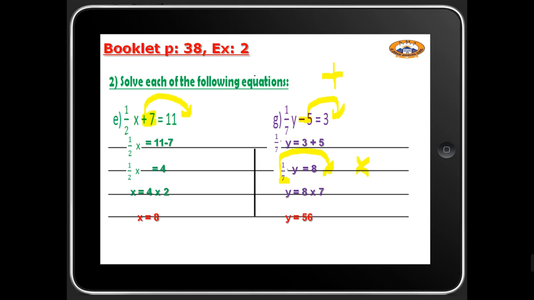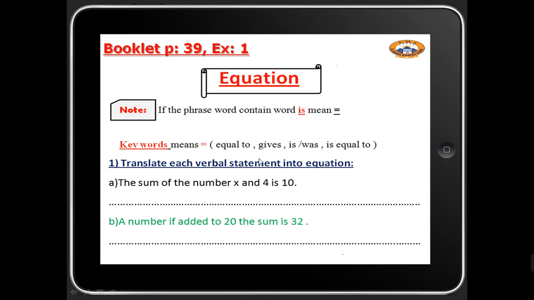Excellent. I hope you learn this exercise, and please practice more and more and solve more and more exercises about how to solve an equation. Now please continue on page 39. We have the word equation. Sometimes it will give you a sentence and want you to translate it into an equation.